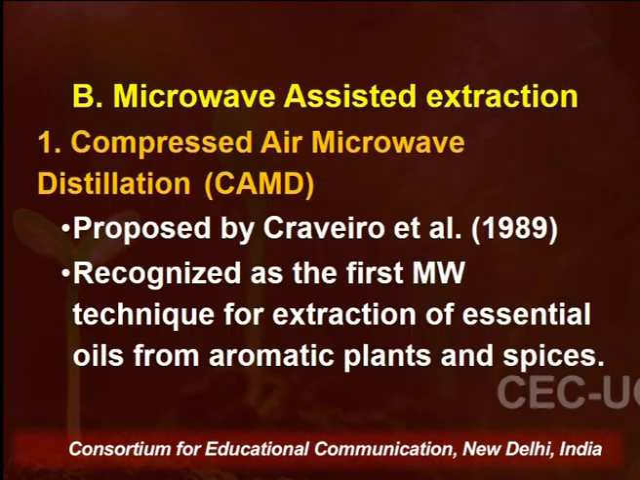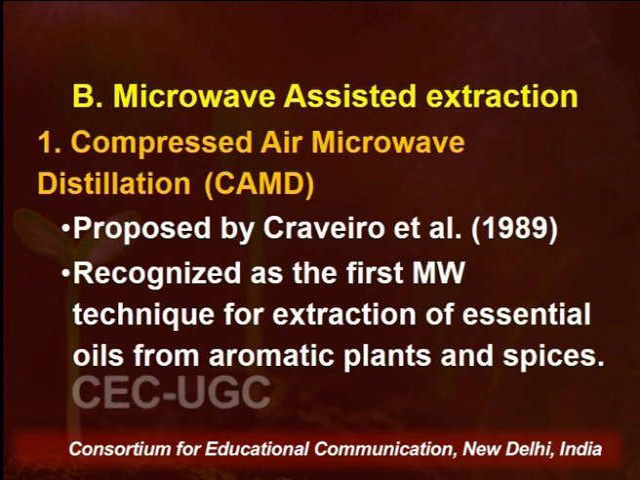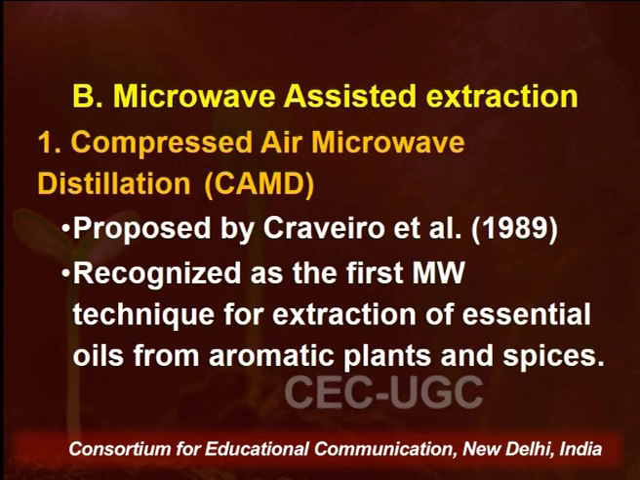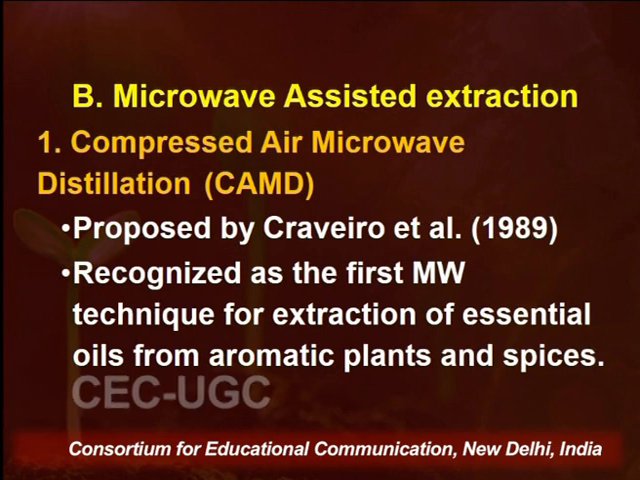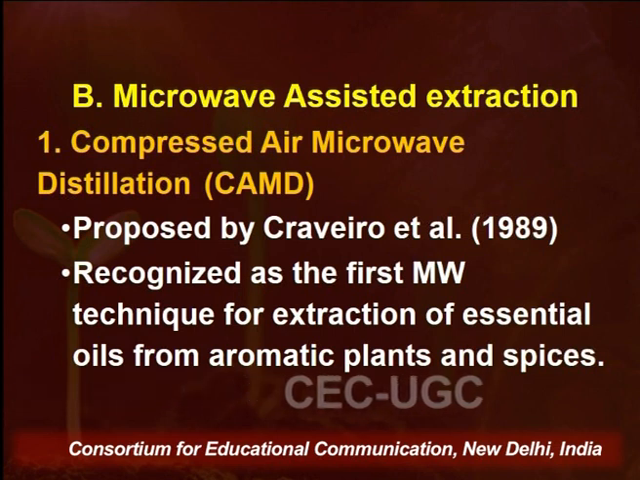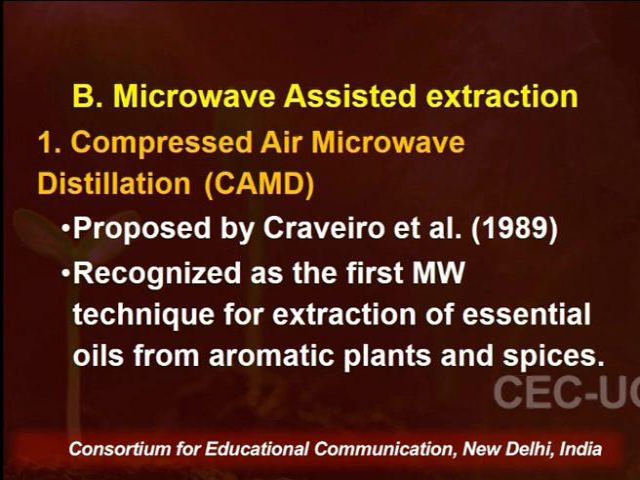Another modern technique is microwave assisted extraction, and this is the most widely used modern technique to extract volatile oil because various modifications of microwave assisted extraction have been done in order to extract volatile oil. The first modification is compressed air microwave distillation, which was proposed by Craviaro in 1989, and perhaps this was the first modern technique that utilizes the microwave for extraction of aromatic plants and spices.